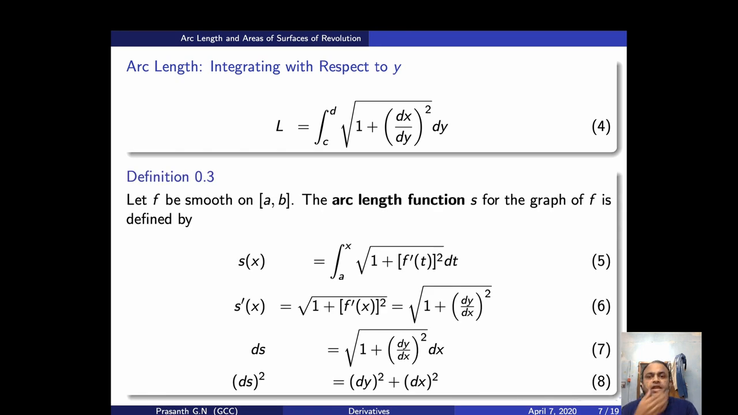Now, let f be a smooth function on the closed interval [a, b]. The arc length function s for the graph of f is defined like this: s of x is equal to the integral from a to x of the square root of 1 plus f dash of t whole square dt. Rather than x equal to b, we will take x itself, so we change the dependent variable there. So s dash of x, when you differentiate it, the x value will remain there, and the a value will be a constant, so that will be equal to 0. Therefore, s dash of x equals the square root of 1 plus f dash of x whole square, that is the square root of 1 plus dy by dx whole square. So ds is equal to the square root of 1 plus dy by dx the whole square into dx, or ds square is equal to dy whole square plus dx square. Equation 8 is called the arc length differential.